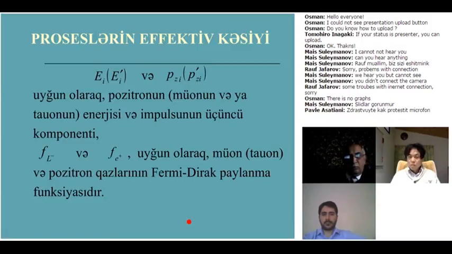Okay, and also in the previous reaction, E and E prime: E is the energy of positrons, and E prime belongs to muons. P_z is the z component of the momentum of positrons, and P_z prime is the momentum of muons or tauons. F_L minus is the Fermi-Dirac distribution function of charged leptons, and F_e plus belongs to positrons. It's the Fermi-Dirac function of the positron gas.